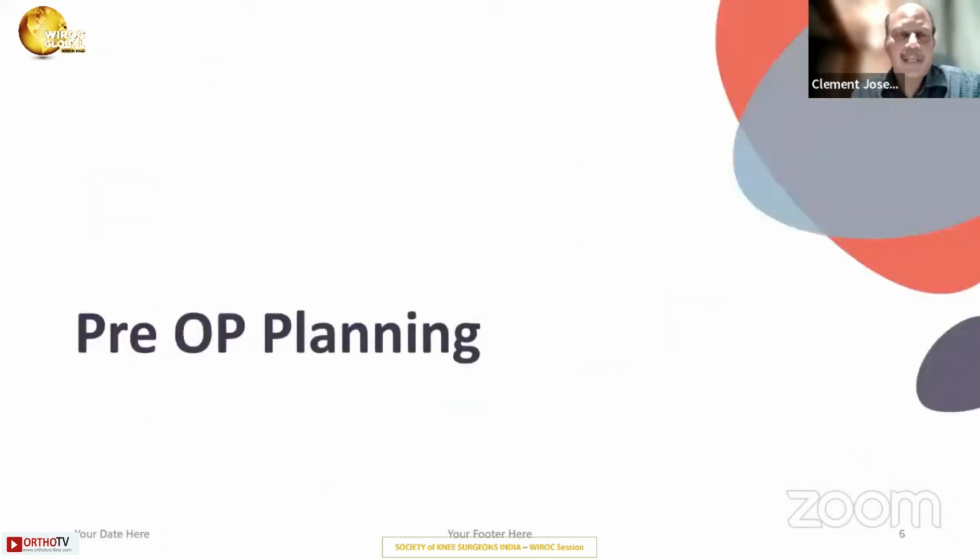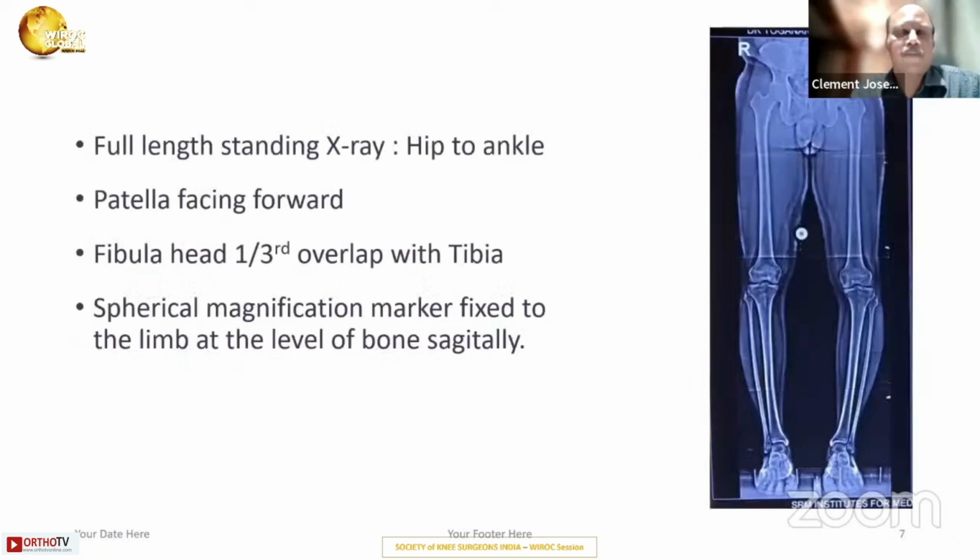Coming to the preoperative planning, it's very important to get a full-length standing X-ray view, which shows the hip to ankle in a bipedal stance. It is very important to know whether this X-ray is taken properly by looking for the patella, which has to be facing forward. The fibular head should be overlapped by the tibia by one third. And this X-ray should always have a spherical magnification marker, which is fixed at the level of the bone in the sagittal plane.